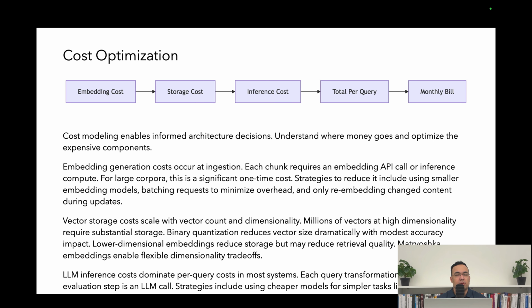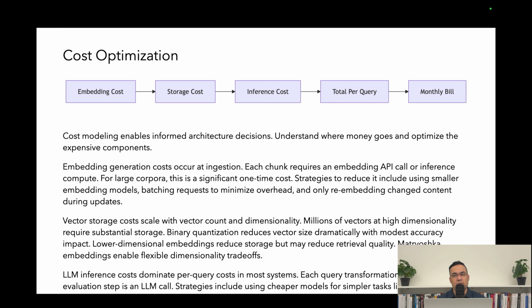Let's talk about managing cost at scale. Embedding generation cost optimization strategies include using smaller models, batching requests, and only re-embedding the changed content. Vector storage costs scale with vector count and dimensionality. Binary quantization reduces the storage dramatically. Lower dimensional embeddings reduce the storage but may reduce quality.